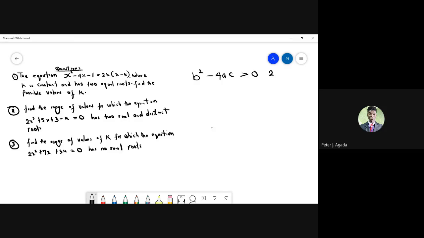There we can have two roots. Or we can have b squared minus 4ac equals 0. Here we can have the same roots, one root that is repeated. And then we can have b squared minus 4ac less than 0, and there are no real roots, or we can say it is imaginary.